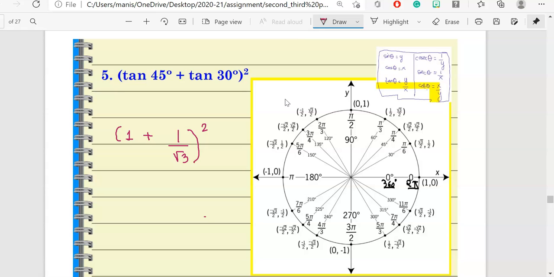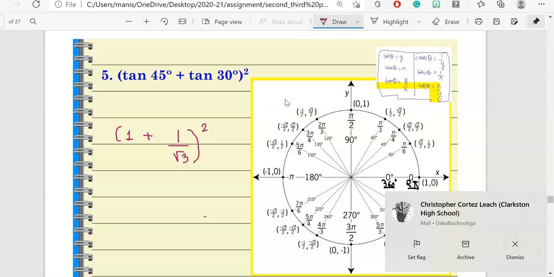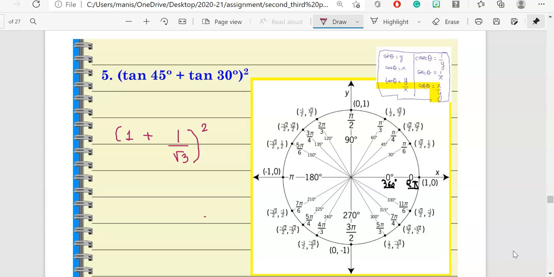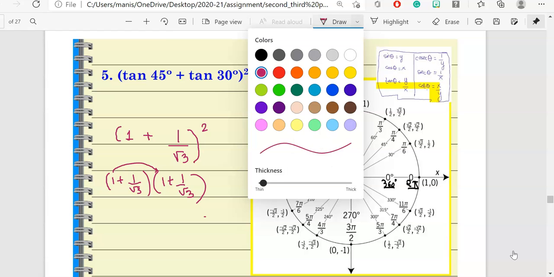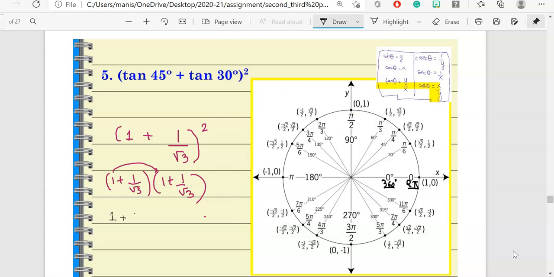So let me expand this using the distributive property of multiplication. My next step will be like this. It will be 1 plus 1 over radical 3 times 1 plus 1 over radical 3. So 1 times 1 will give me 1. Let me change my color and font size. So it will give me 1 plus 1 over radical 3 plus 1 over radical 3 plus 1 over radical 3 times 1 over radical 3. It will be what? 1 over 3. So let's try to solve this. 1 plus 1 over 3 will give me 4 over 3. I'm adding these two.